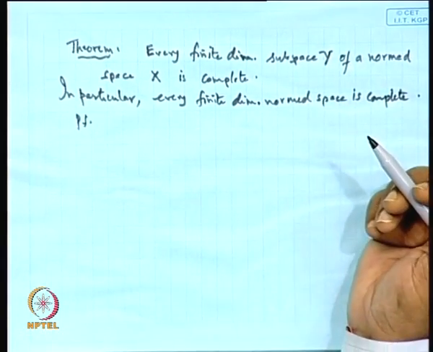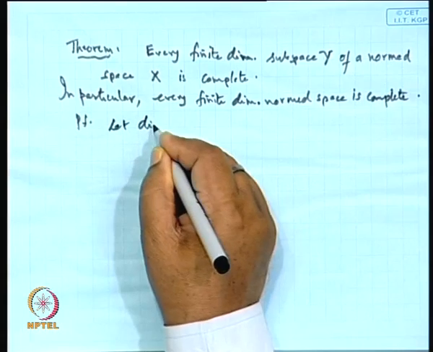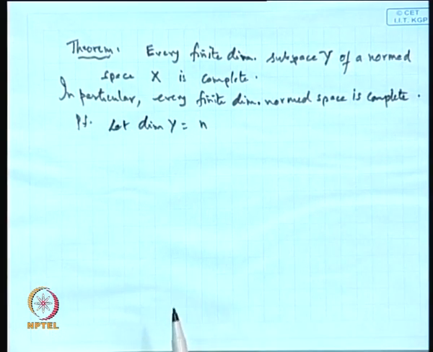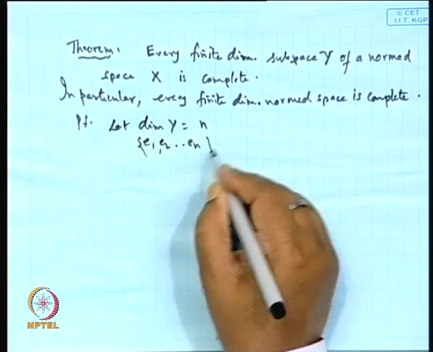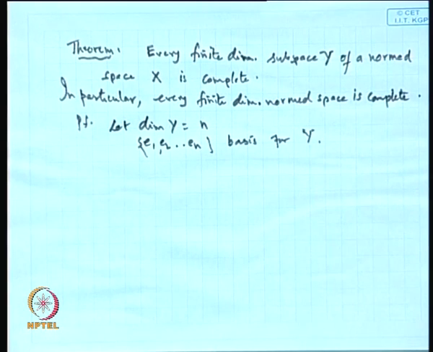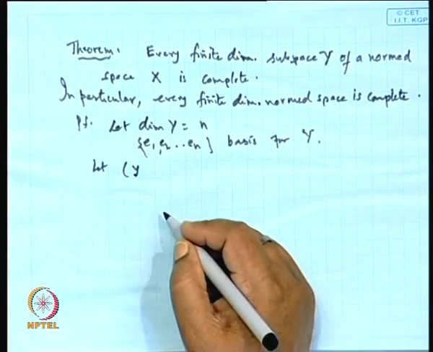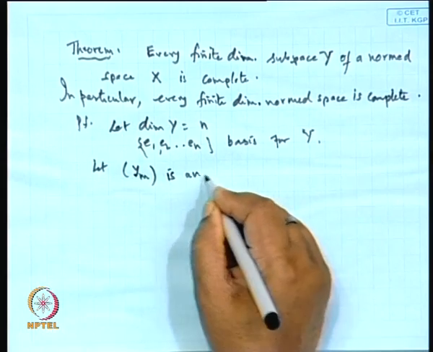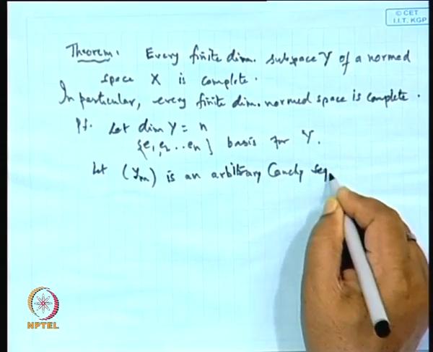First, we assume the subspace Y is finite dimensional. So, let the dimension of Y be n, and let e1, e2, ..., en be the basis for Y. Okay. So, any element of Y can be expressed as a linear combination of the basis elements. Now, we want this Y to be complete. So, let us choose an arbitrary Cauchy sequence. So, let (y_m) be an arbitrary Cauchy sequence in Y.